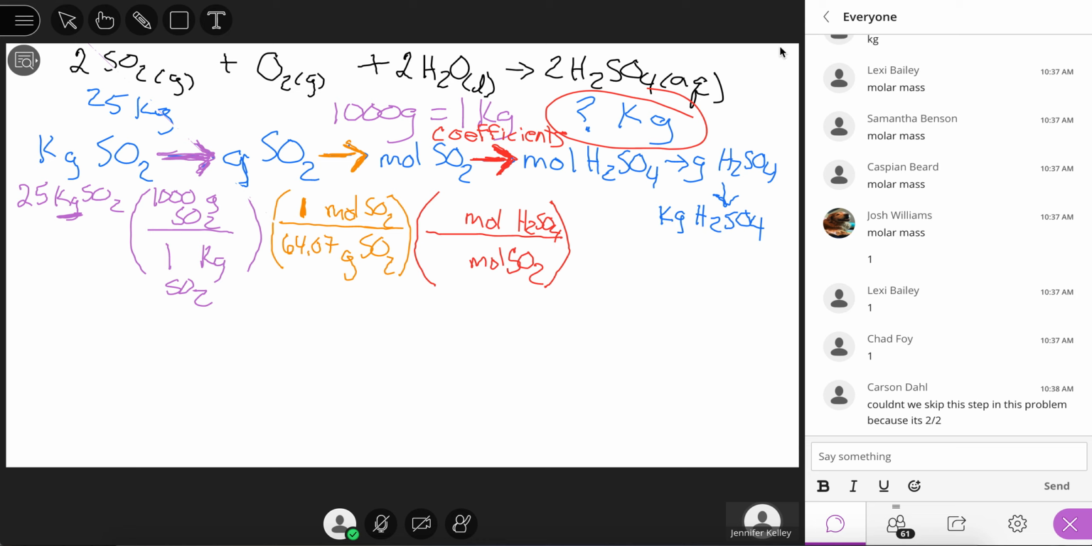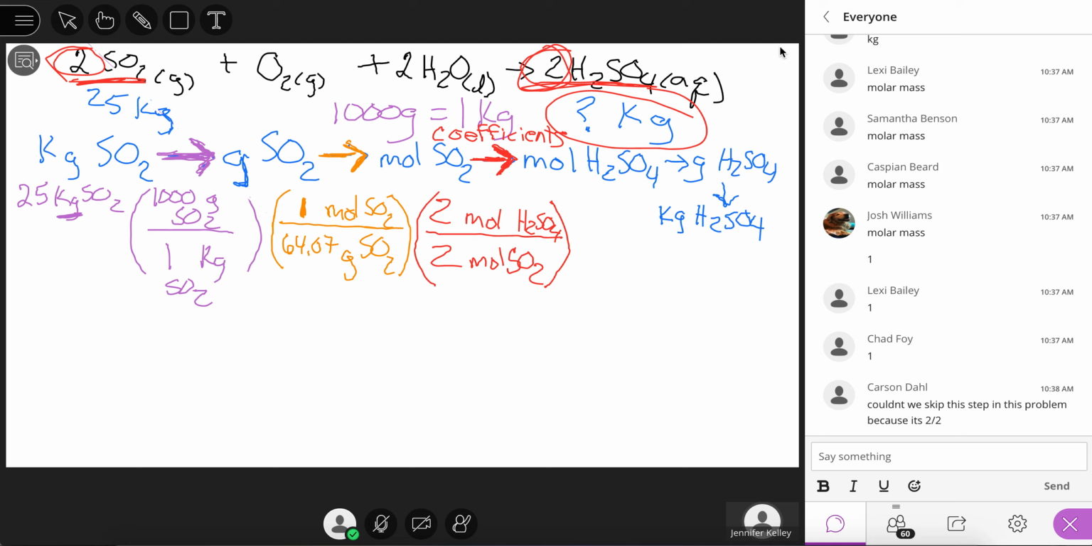I'm only showing it just to kind of give you the method in case you run across one that's not 2 to 2. But yes, since it's 2 to 2, that's just a 1 to 1 ratio. So you can just skip over. It's always better to show all the steps, but in this case, it literally is just multiplying by 1. So if we're looking at sulfur dioxide right here, its coefficient is 2. Not sulfur dioxide, sulfuric acid. And then sulfur dioxide right here also has a 2. And obviously 2 divided by 2 is just 1.